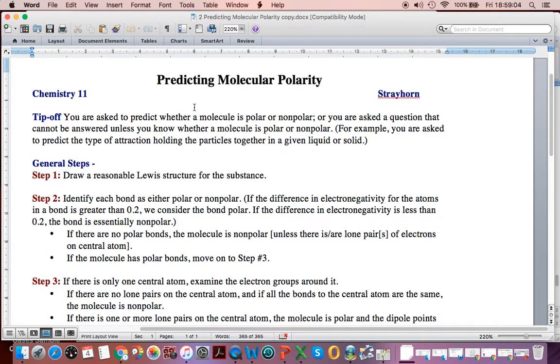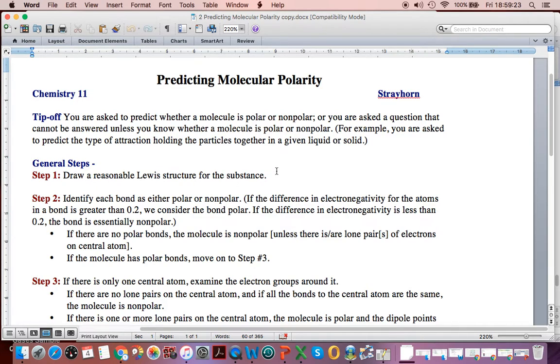So overall, does the molecule have what's called a dipole? Dipole just means two poles, and one's going to be slightly positive, slightly negative. Remember, we were teaching you about those small lowercase Greek letters, the Greek deltas. So you have to go through all the original steps. You've got to get the Lewis structure for the substance.